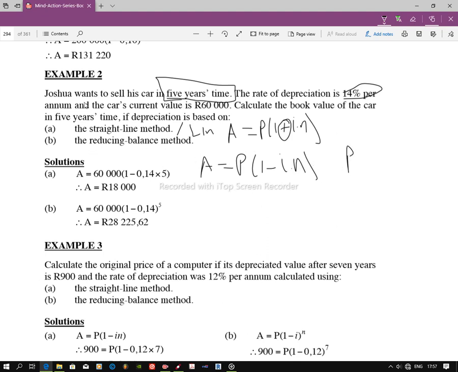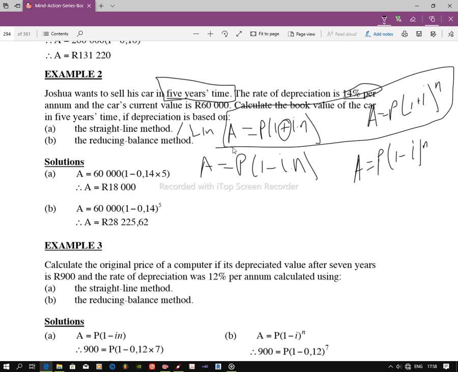The same thing applies when we go to the reducing balance method. For the reducing balance method, the formula is A = P(1 + I) to the power n, nope, this is for compound interest. Let me erase this. For depreciation it is negative. So don't confuse these formulas, guys. The reason I'm doing this is that I want to show you the difference between these formulas.